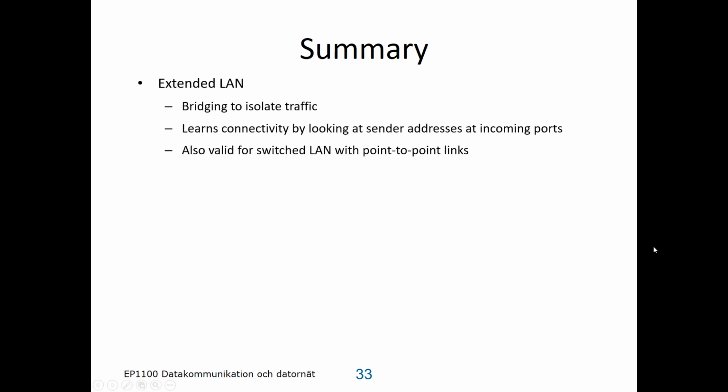In summary, it's important to be able to build extended LANs, because one single LAN spans a very small area and very few users. So when building an extended LAN, it's also important to isolate the traffic between the LANs, so only traffic goes from one LAN to another which has a destination in the other LAN. The bridge learns this connectivity by looking at sender addresses at the incoming ports. This is valid also for switched local area networks, which use point-to-point links rather than shared links.